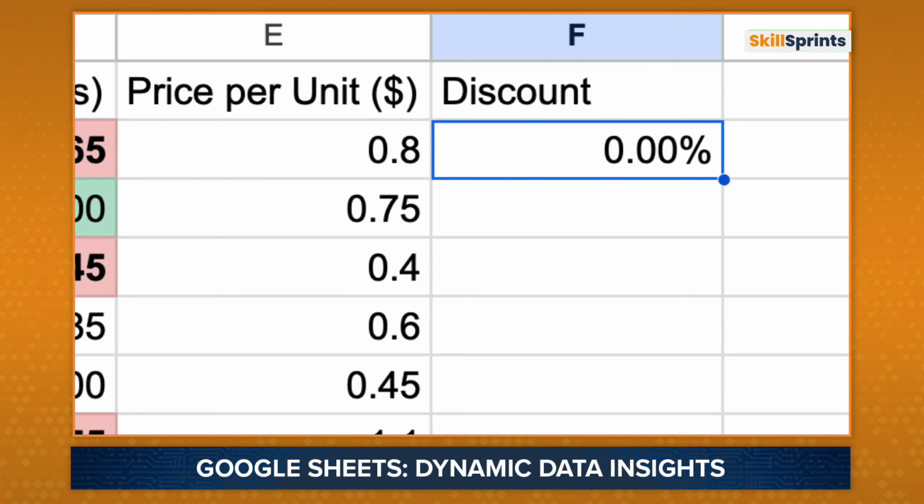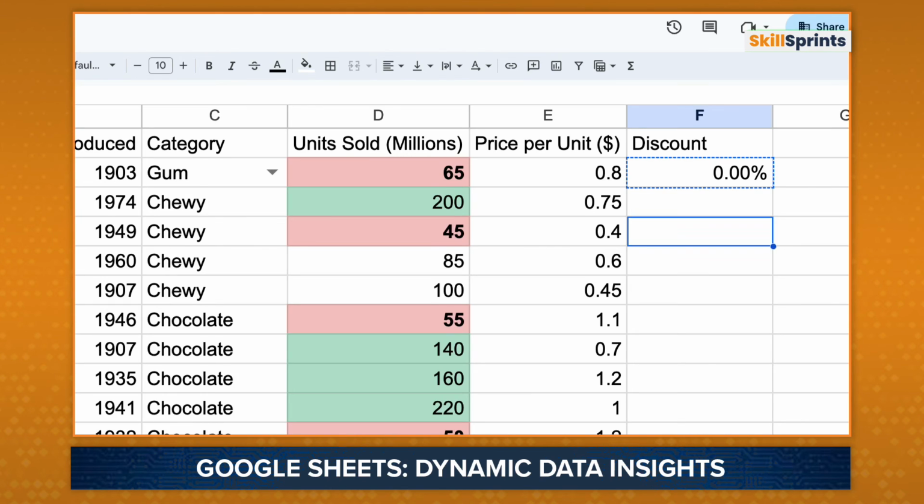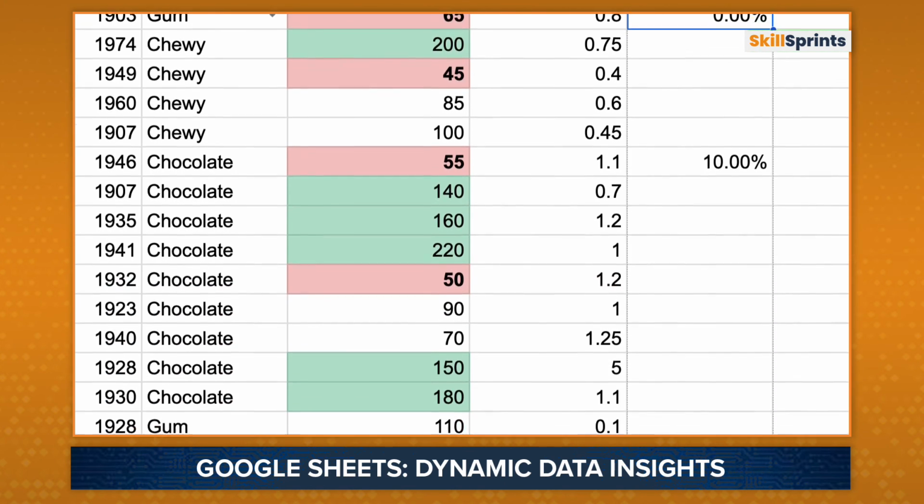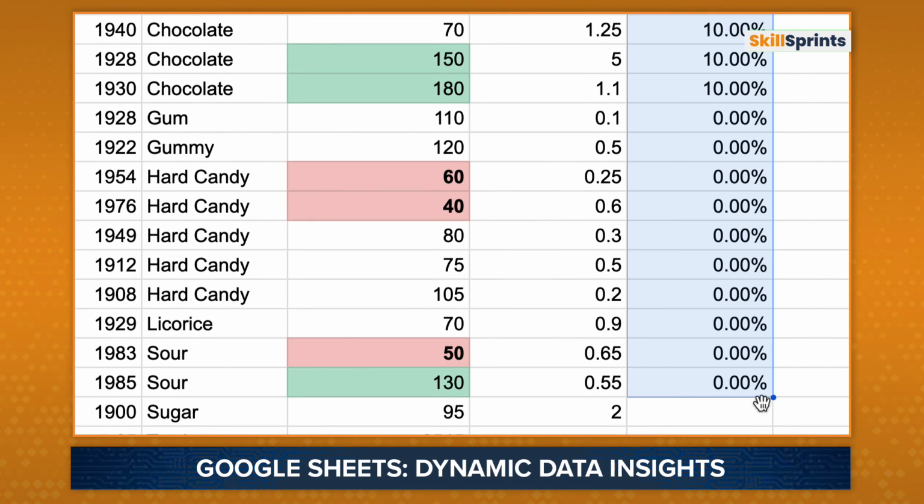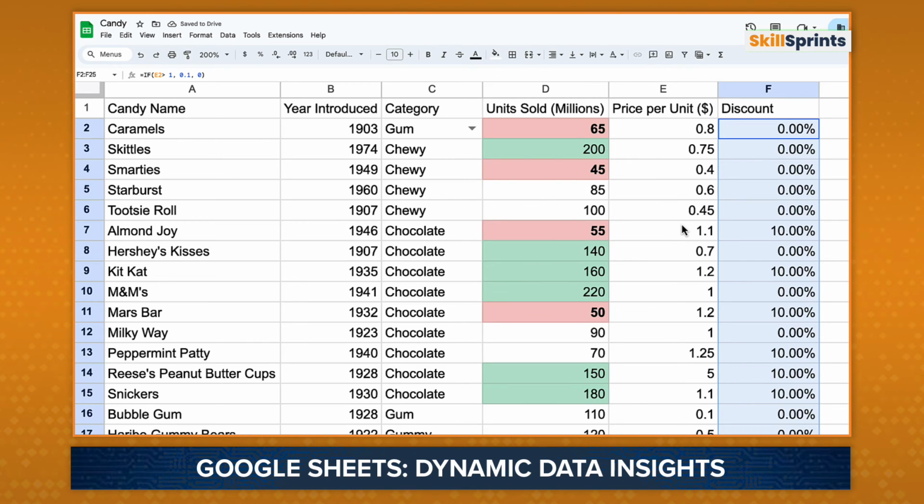If I copy and paste this into a cell that does have a price per unit greater than 1, we'll see the discount of 10%. I'm going to use the autofill handle to apply this to all of our data. And then let's reduce the precision here. We don't need that much precision, and that's perfect.